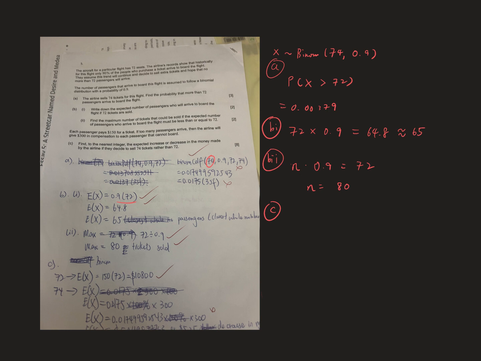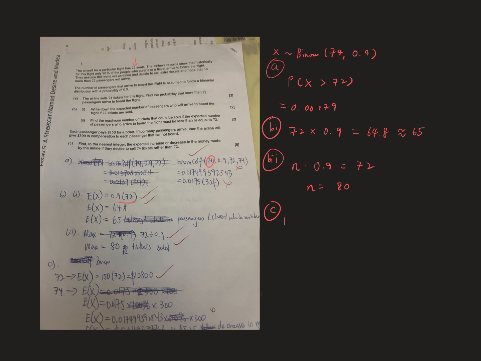The question is asking, what is the extra money that will be gained if we sell 74 tickets rather than 72? If we sell 72, there will be no problem, so we don't have to pay compensation, since it won't exceed the limit of boarding passengers. We have 72 seats. But if we sell 74 tickets, then we will have two possibilities for the extra amount that we have to pay.